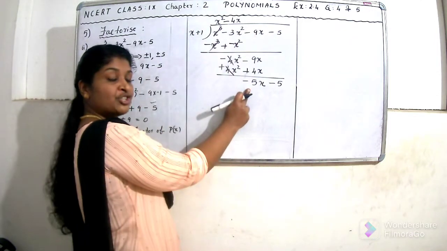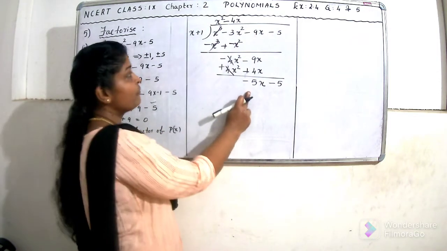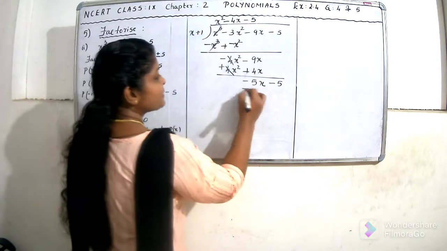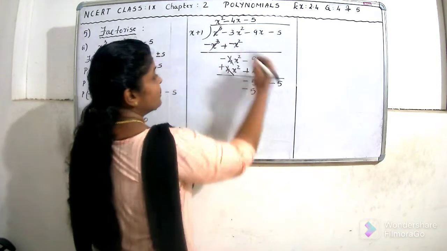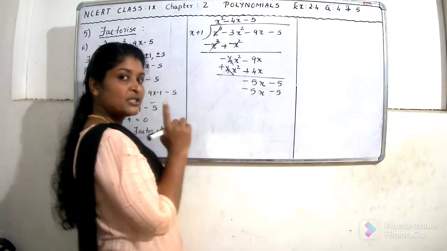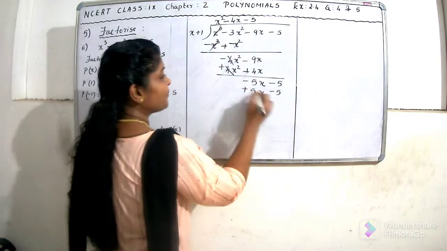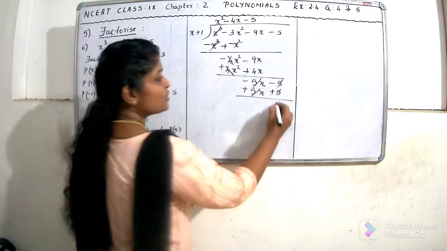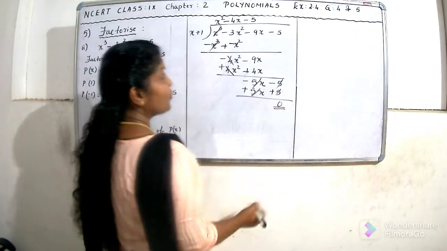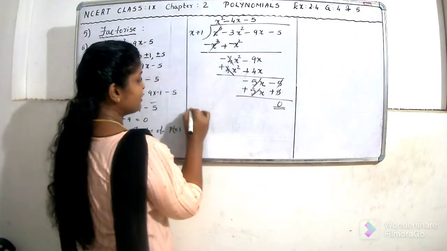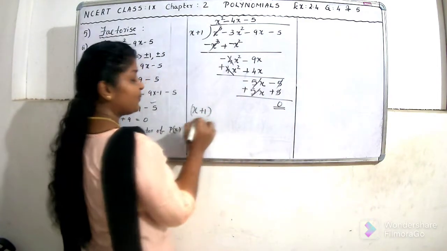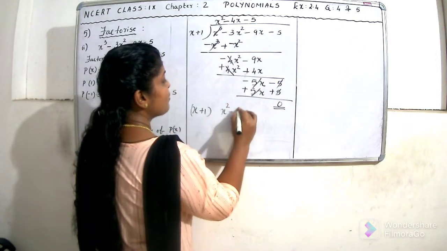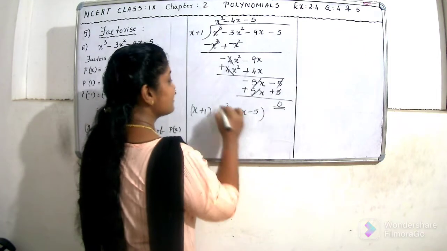x, by which number do we have to multiply to get negative 5x? That is negative 5. Negative 5 into x, negative 5x. Then negative 5. Subtraction, signs are changing, elimination, and these two also cancel. So our remainder is 0. That means these two are the factors. x plus 1 is one of the factors, and the second factor is x square minus 4x minus 5.